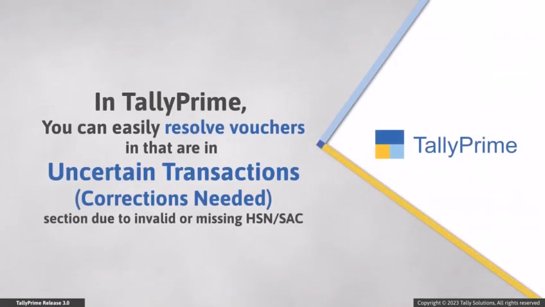As you saw, in Tally Prime, it's simple to resolve vouchers in the Uncertain Transactions, Corrections Needed section due to invalid or missing HSN or SAC.